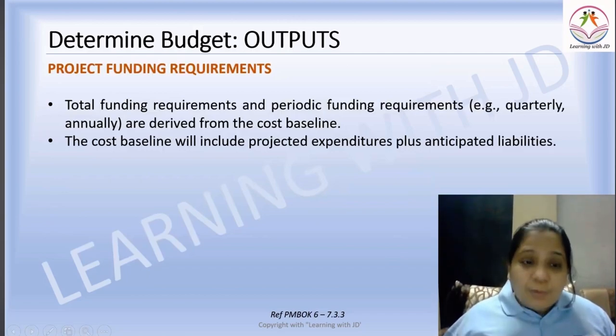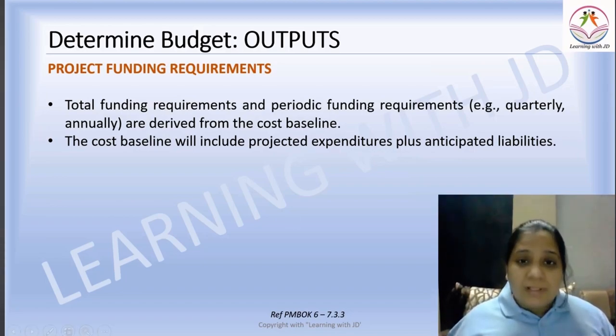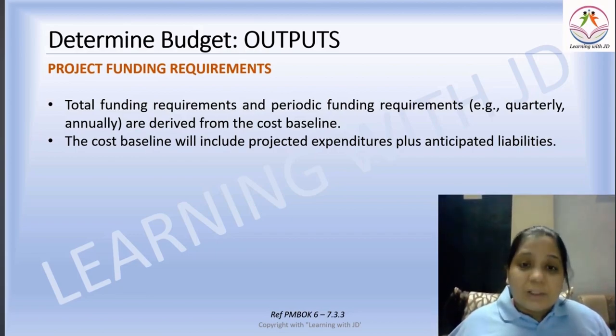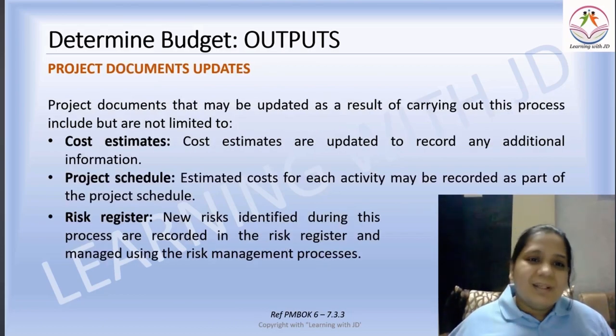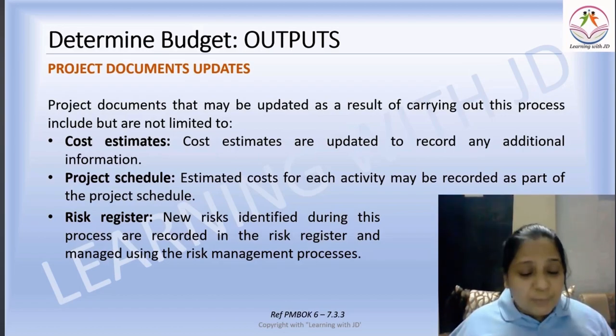Okay, another output of determine budget is your project funding requirement. Remember, we were talking about that. The total funding requirement and periodic funding requirement, as to how much do you need at what point of time, is something that will be documented in this document. The cost baseline will include the projected expenditure plus anticipated liabilities. All that will be a part of the project funding requirement. The project documents get updated: your cost estimates, the project schedule, and the risk register now get updated.